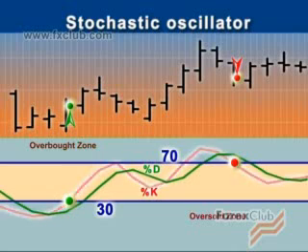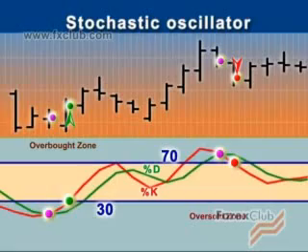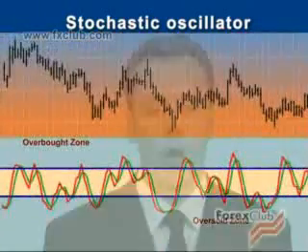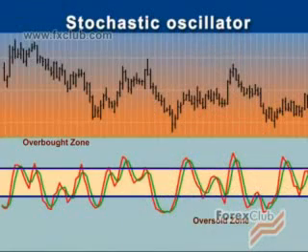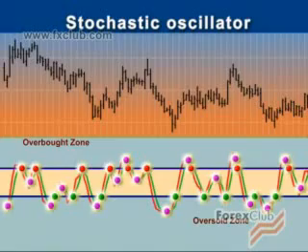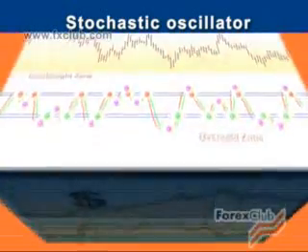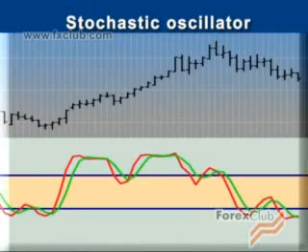The second type of stochastic trading signal is when K and D cross. Let's see what they generate. Whoa, maybe there are too many signals. We shouldn't jump to conclusions. Well, to start with, let's go back to the idea of divergence.